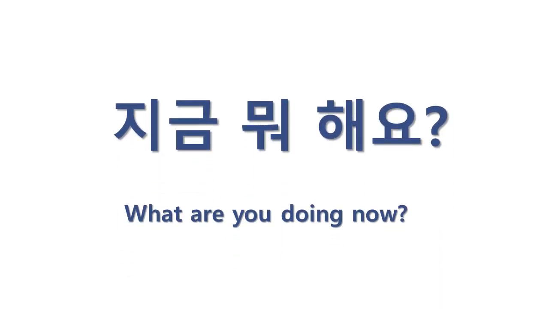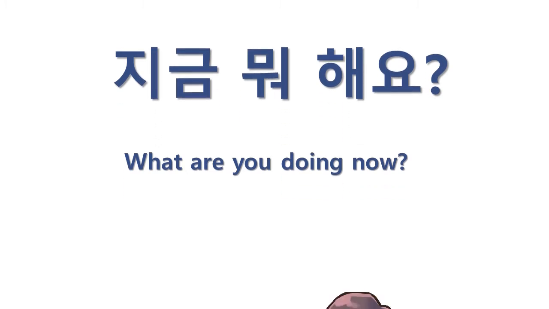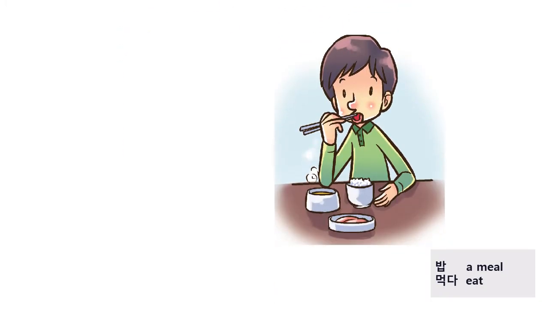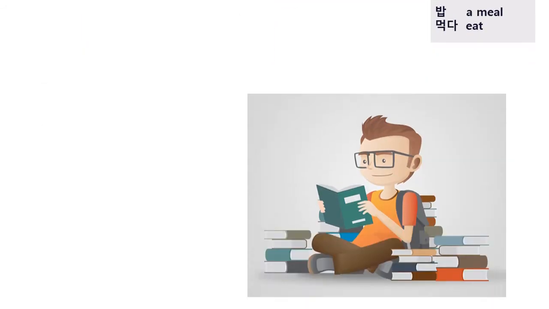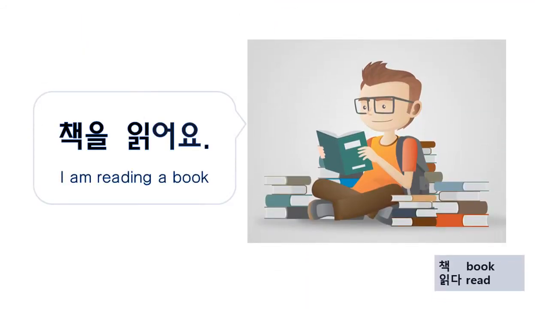Today we're going to learn how to conjugate some simple verbs and answer the question, what are you doing now? 지금 뭐 해요? So let's look at some examples first up. I am eating a meal. 밥을 먹어요. I am reading a book. 책을 읽어요.